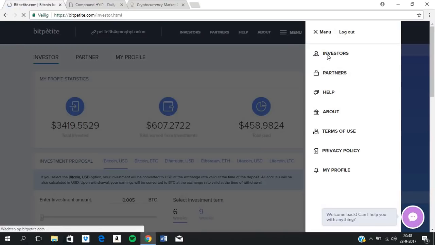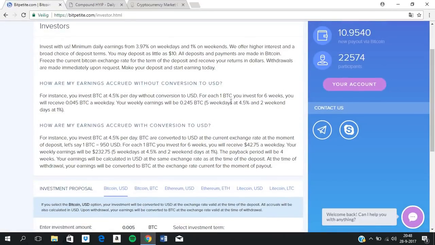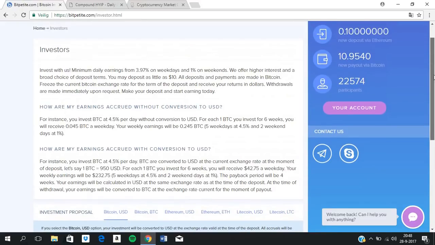And they've made, let me see where I can find it, here at investors, an example. For example, you invest BTC at 4.5% per day without conversion to US dollars. For each 1 BTC you invest for 6 weeks, you will receive 0.045 BTC a weekday. Your weekly earnings will be 0.245 BTC, which is really a lot. And at the weekends they pay only 1% interest rate.